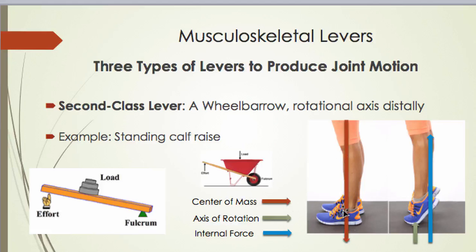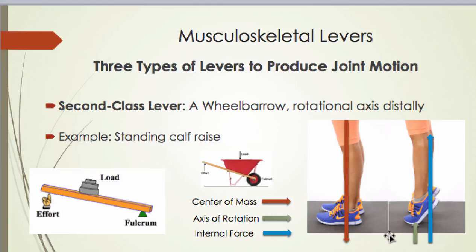It's in the midfoot and goes up through the knee, up through the hip, up through the spine, and finally to the head. Right? That's the center of mass. The axis of rotation for calf raise is the first metatarsal phalangeal joint of the great toe right there. That is the axis of rotation for the motion as we come up on our toes. And the internal muscular force is, of course, the gastrocnemius complex here.